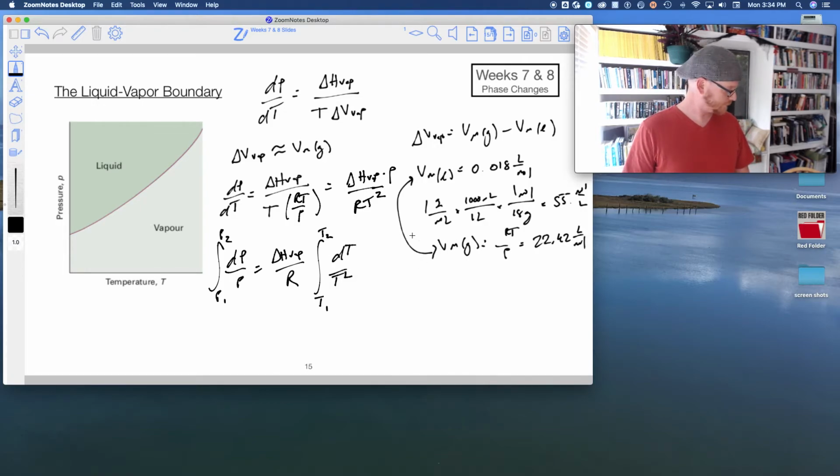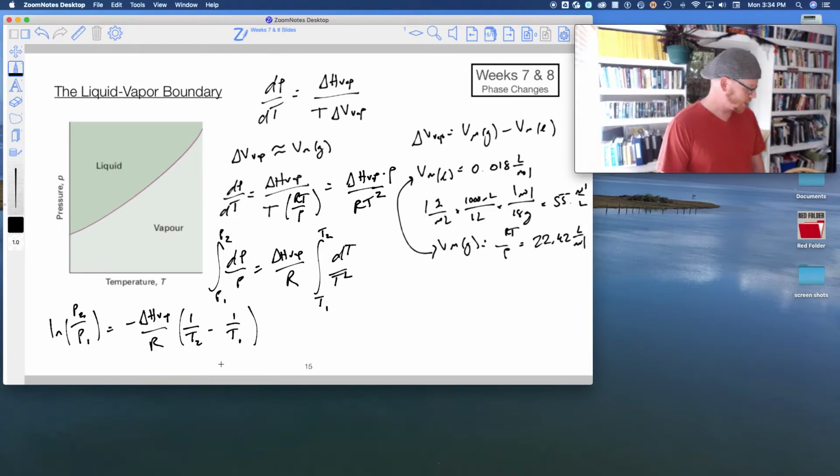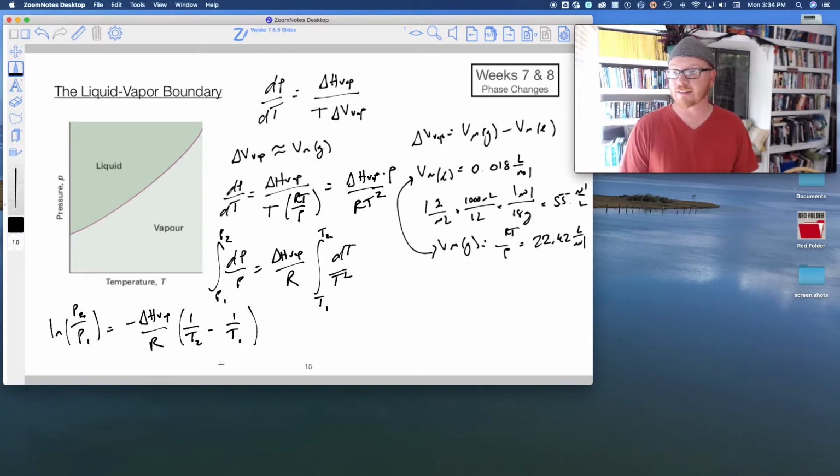Okay. So from here, I get a natural log relationship. I get natural log of P2 over P1 from this integral. And over here, I'll just do the integration real quick. That becomes negative delta H of vaporization over R times 1 over T2 minus 1 over T1. And this is the really famous Clausius-Clapeyron equation that you most definitely used in Chem 109.